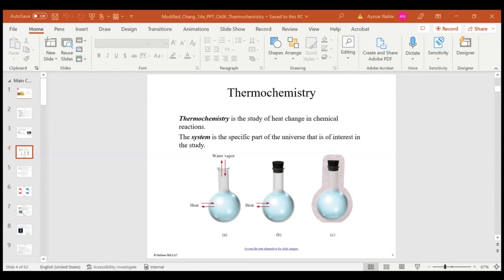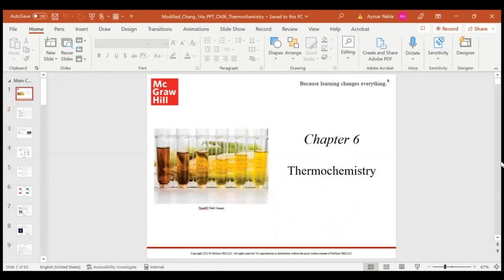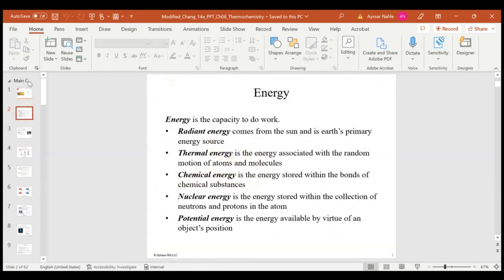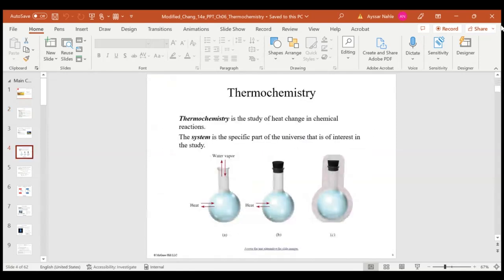Now, we are still in chapter number 6, yes? And we finished last time the slide number 3. And we are talking about thermochemistry. That's about the chapter. And I'm going to continue from slide number 4. In this slide, I explain what thermochemistry is.